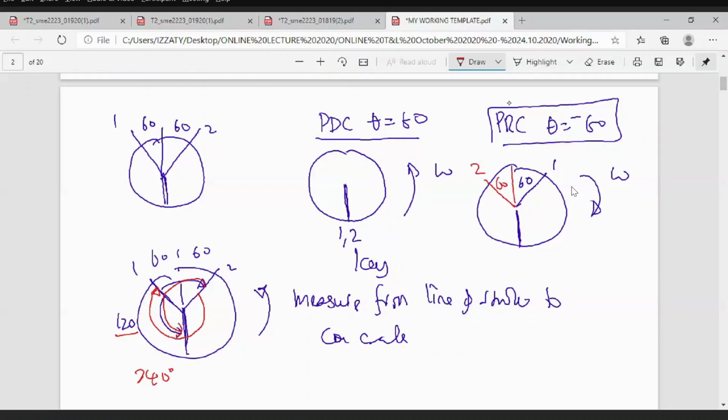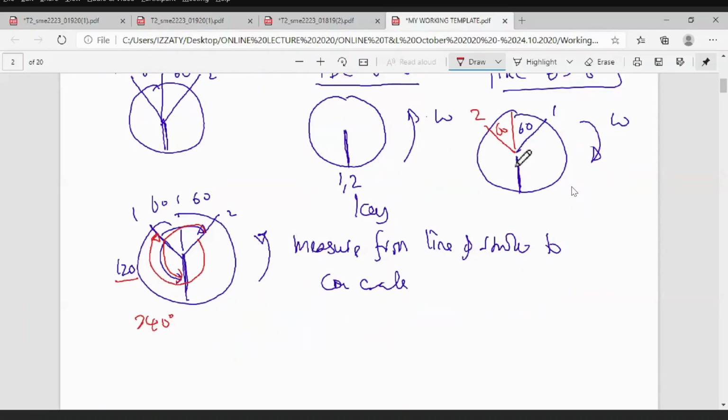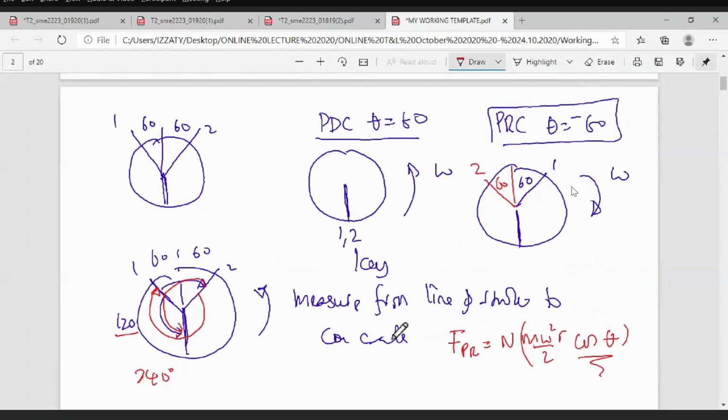So what will be the result? What will be the equation used? The equation used is F primary reverse equal to N M omega square arm divided by 2, and you have cos theta here. This cos theta has nothing to do with the other one. This cos theta belongs to whatever you have for this one. Okay, this one is correct.